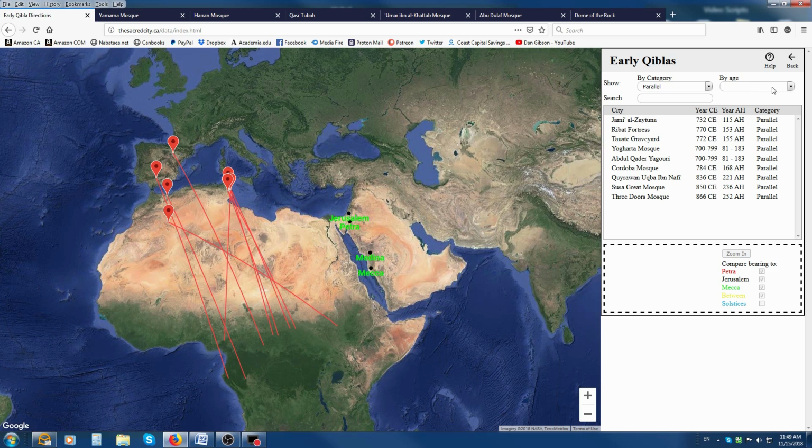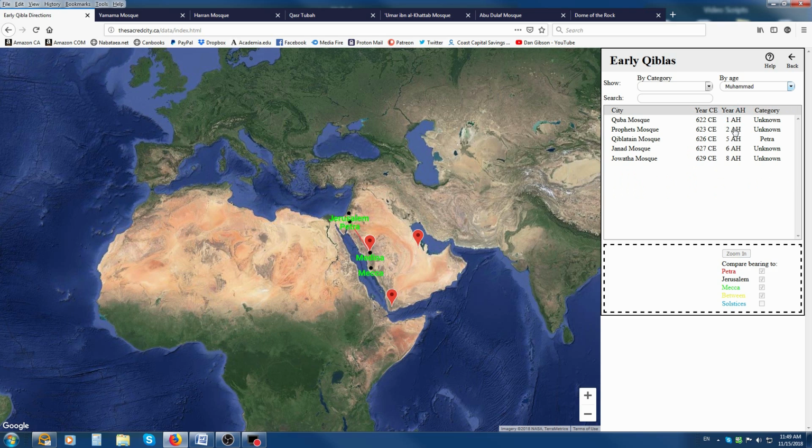Now maybe you want to check by age. Now you need to know something about history. The ages we have here are the mosques that date back to during the lifetime of Muhammad. We can click on those. Then here are the mosques that follow with Abu Bakr during his lifetime. Here are the mosques that have been rebuilt. Here are the ones during the time of Umar, and you can see those mosques there. During Uthman's time, they're there.